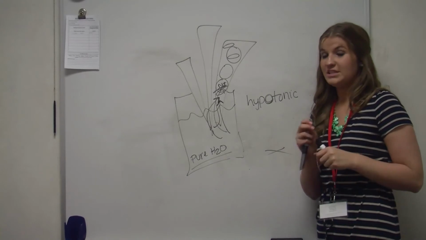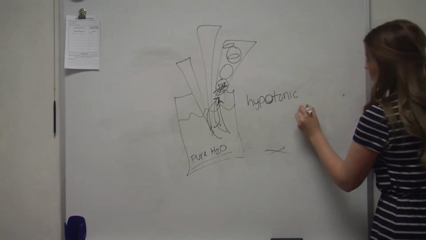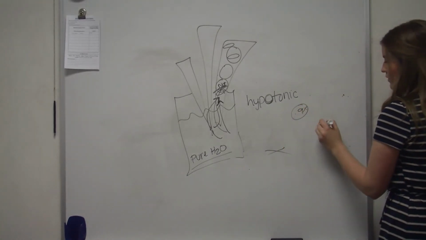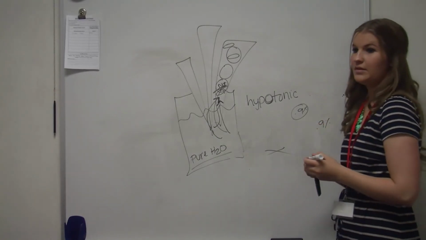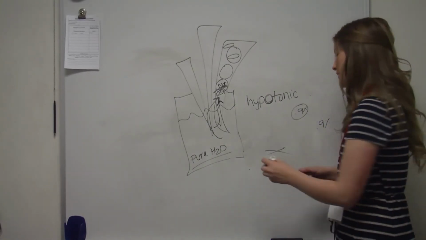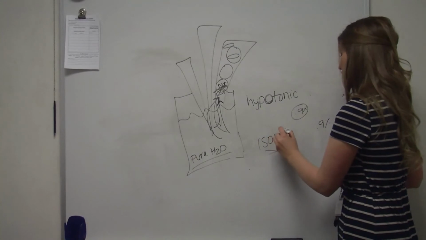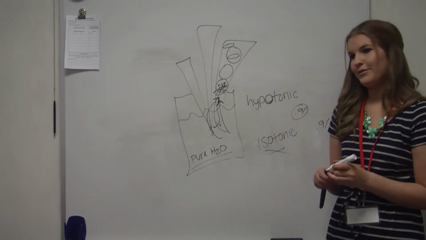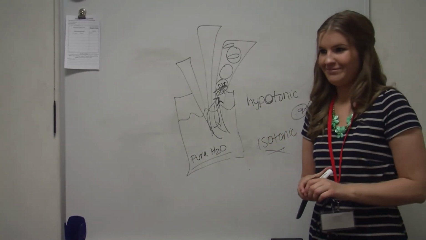So what is it called when it's equal? Let's say we have 0.9 in the cell. Isotonic. Oh. So, isotonic, iso for equal. Isotonic.